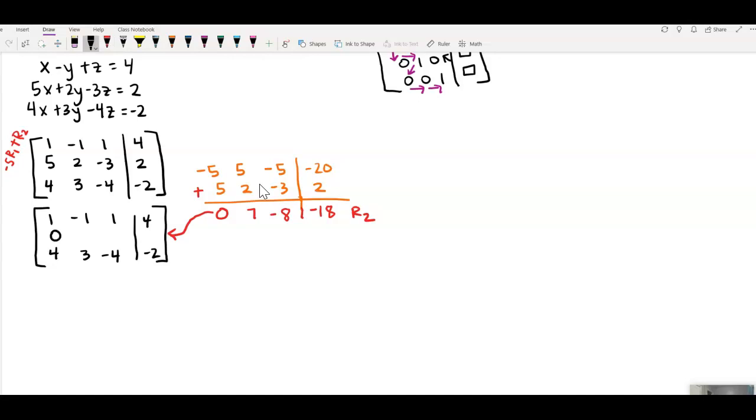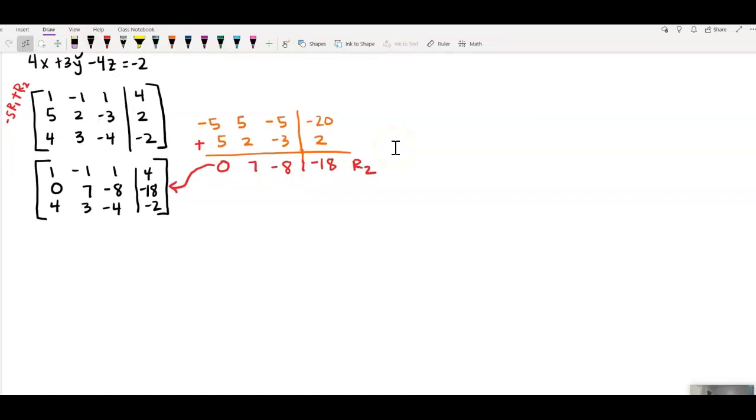So I have 0, 7, -8, and -18. Like I said, you don't have to do this little side workout here. In your mind, you could be doing -5 times 1 is -5 plus 5 is 0. -5 times -1 is +5 plus 2 is 7. So you can do all of that in your head if you want to, but sometimes it's nice to see the workout to the side in case you make a mistake somewhere.